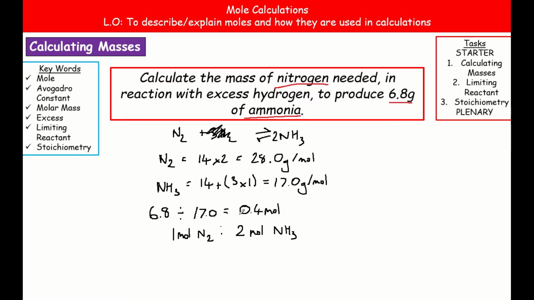But we're only going to be making 0.4 moles of ammonia. So we can apply the same ratio. If 1 mole of nitrogen made 2 moles of ammonia, then all we need to do is 0.4 divided by 2, which gives us 0.2 moles of nitrogen. Then from that we can do our 0.2 times by the relative formula mass, which is up here, which is 28. So 0.2 times 28, and that's going to give us 5.6 grams, which is our answer.